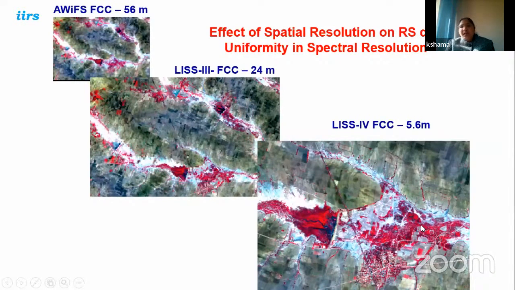So the detailing of your urban area increases because there is now 5.8 meter by 5.8 meter. And whatever you see on Google Earth image, they are sometimes 1 meter or less, but better than 1 meter data sets, 60 centimeter or better than that. So you can even see each and every building in an urban area.